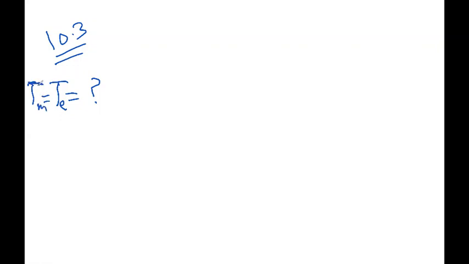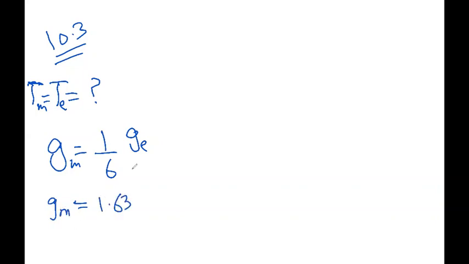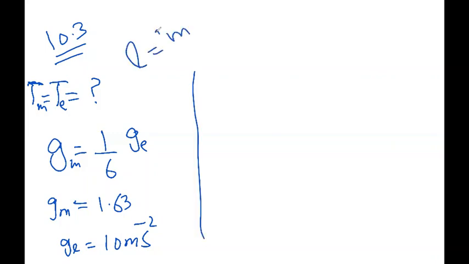Placed on Earth and Moon, the value of g on the surface of the Moon is 1/6 the value of g on Earth. It is already calculated. So take the value of gm as 1.63 and the value of g on Earth's surface as 10 meter per second square. Calculate the time period using the simple relation. Length is 1 meter.